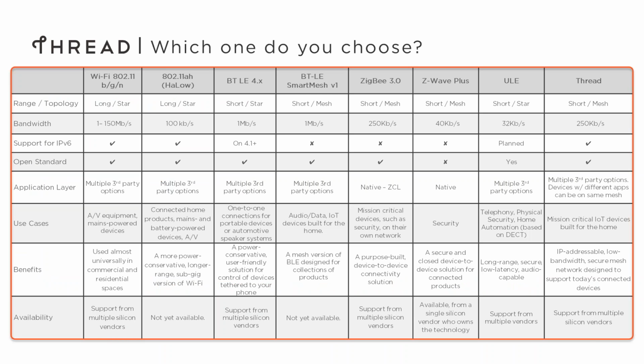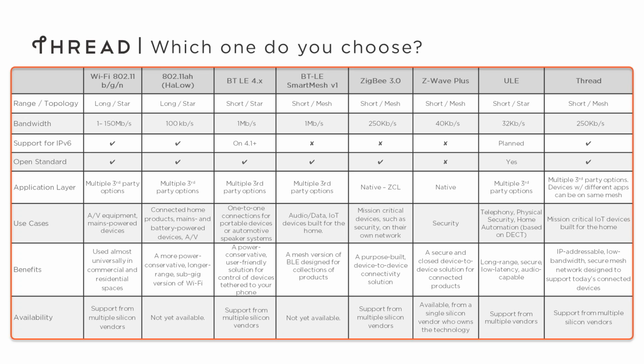So on this slide, I have taken a stab at giving you kind of an array of different wireless technologies that are available. And again, you could decide to select one of these in your product or multiple options. And I'm not going to go in huge detail because there's a lot of information on this slide, but these will be available to you to look at afterwards. And what I really want to point out is, first of all, the different technologies that we have listed here. So you have Wi-Fi 802.11 BGNN, you have 802.11 AH, the new Halo that was announced earlier this year. You have Bluetooth Low Energy 4.x and then Bluetooth Low Energy Smart Mesh. And there's Zigbee 3.0, Z-Wave Plus, ULE, and of course Thread.